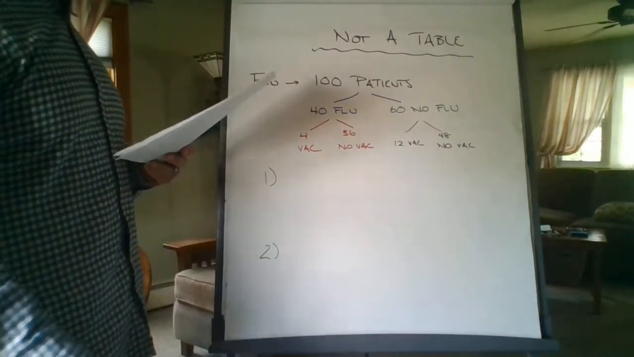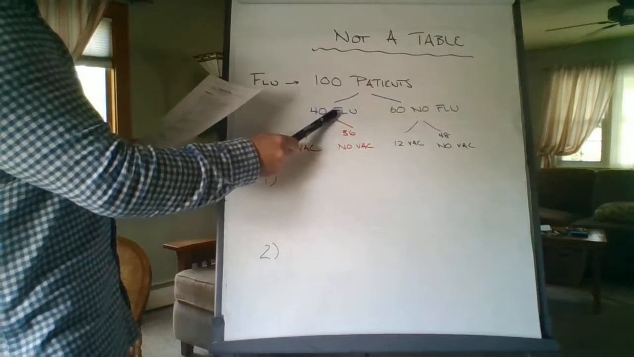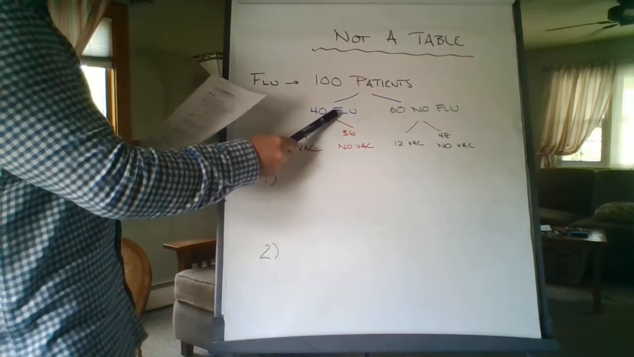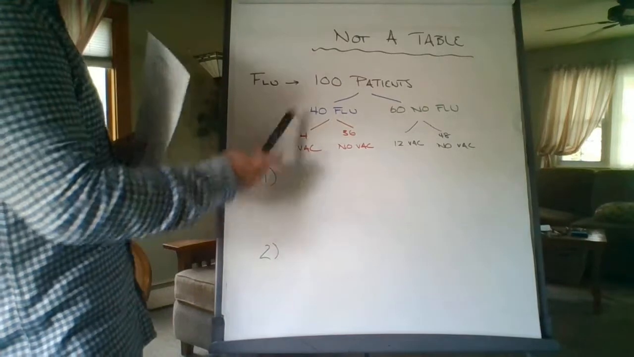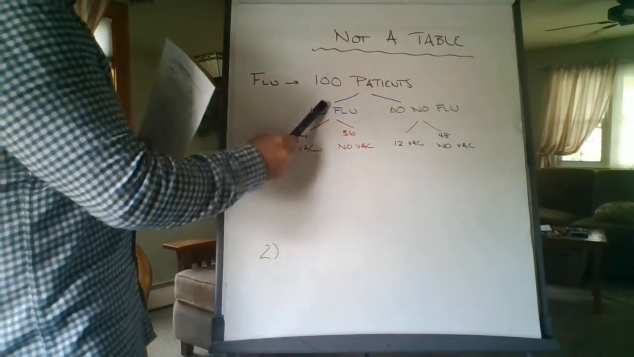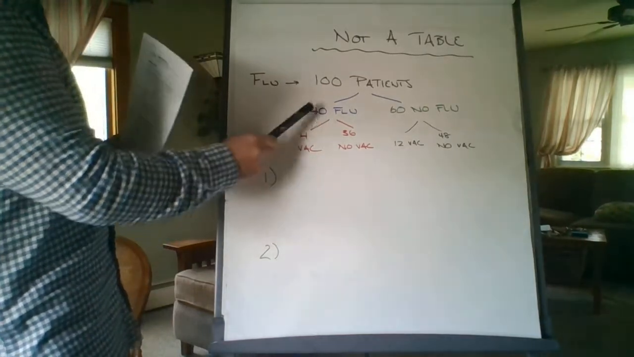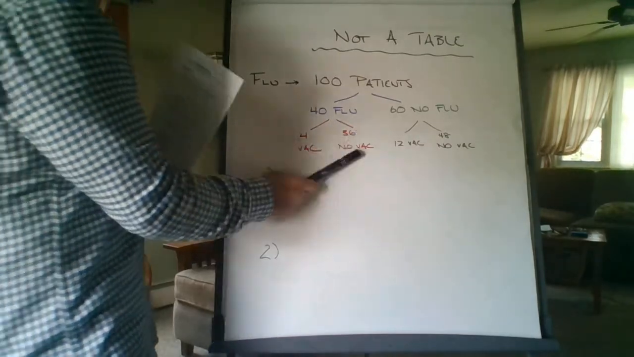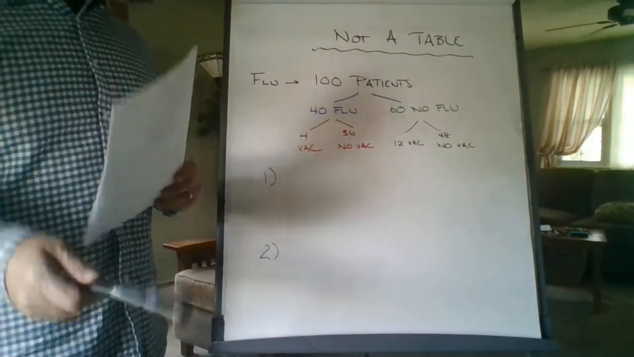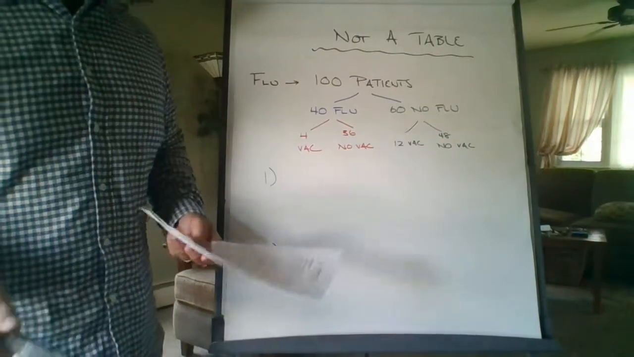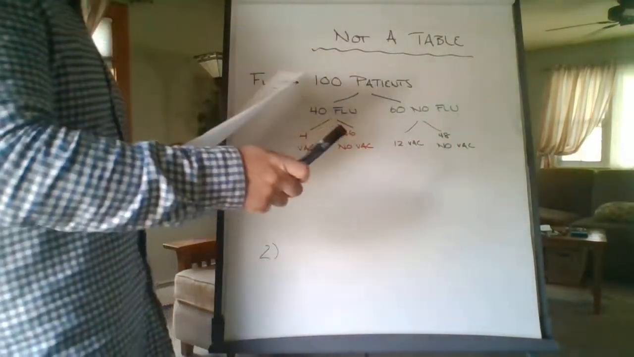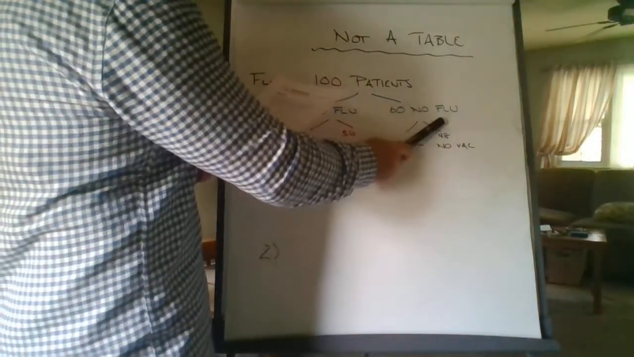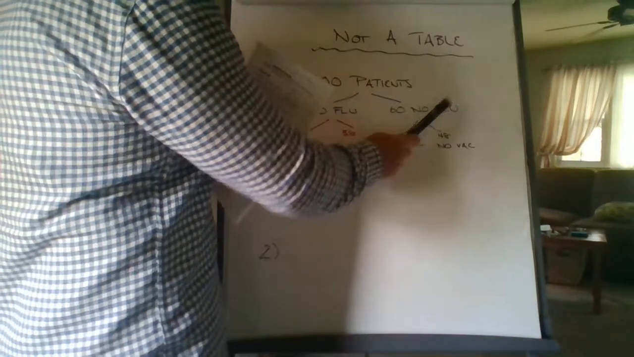So now we read more information. It says, of this group, so now we're focusing on this group, the ones that got the flu, 10% received the vaccine. So I do 10% of 40, which is 4. So 4 are vaccinated. 40 minus 4 is 36 did not receive a vaccine. Okay, if it comes out to a decimal, it's okay. All right, now we then go to the other group. It says of the patients who did not get the flu, 20% received the flu vaccine.